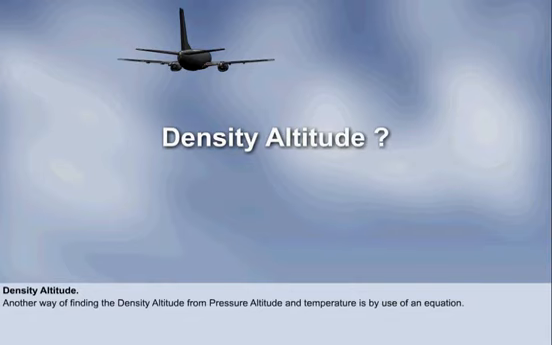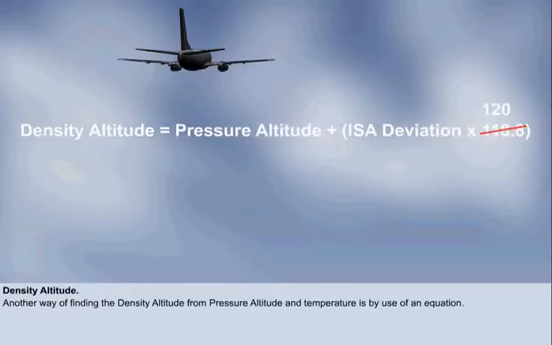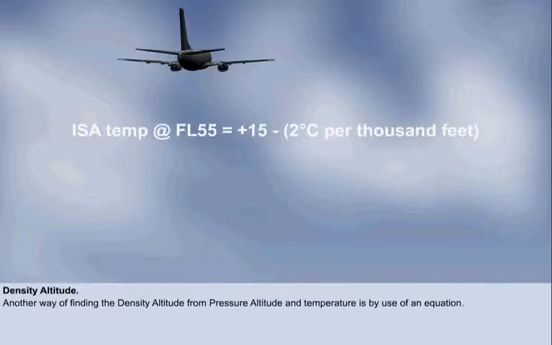Another way of finding the density altitude from pressure altitude and temperature is by use of a simple equation. The equation is: density altitude equals pressure altitude plus ISA deviation times 120. The actual conversion factor is 118.8, but 120 is close enough for any practical calculation. Nairobi's pressure altitude was 5,500 feet. That is an ISA temperature of plus 4.